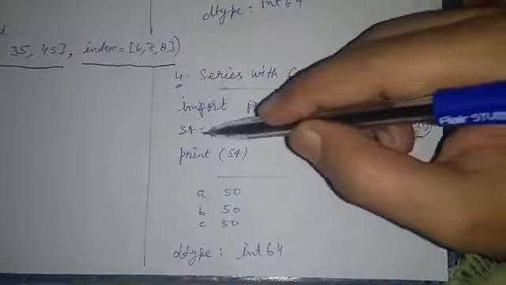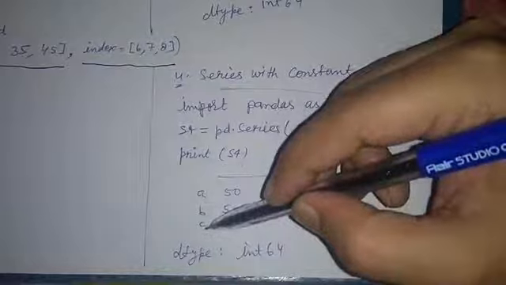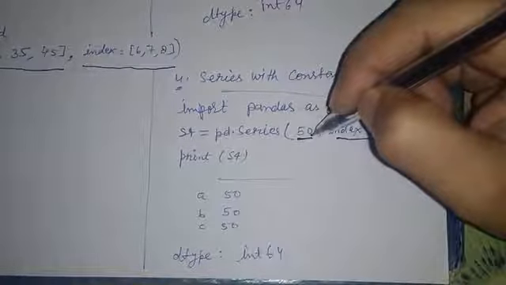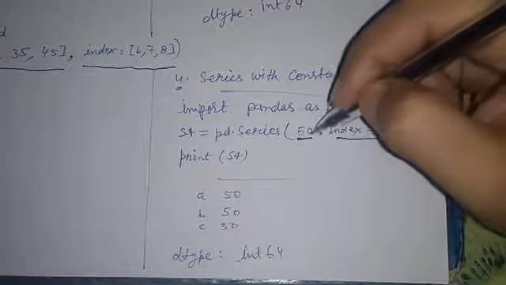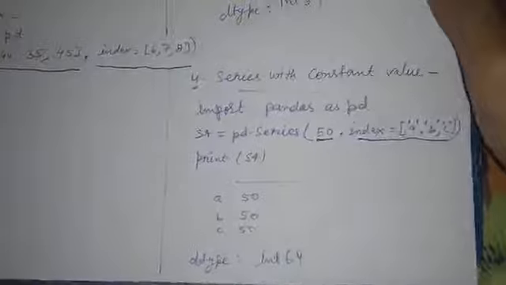So let's print S4. You will get A, B, C index and 50, 50, 50 values, because only a single value is given here. So you can create a series with a single value also having multiple elements.